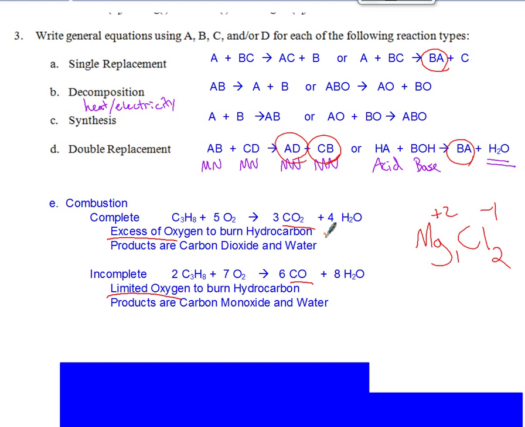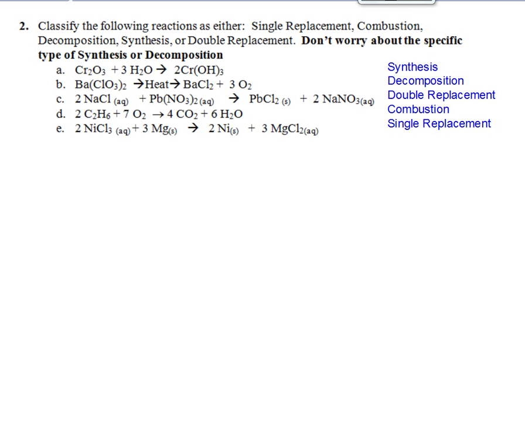All right, now we're going to hop back to question 2. These are pretty easy to figure out. Look, these compounds are coming together to make one thing. It's synthesis. This compound is being broken apart into multiple things. It's decomposition. Here we have a metal, nonmetal, metal, polyatomic ion behaving like a nonmetal. And then we switch them, metal with the new nonmetal, metal with the polyatomic ion. That's a double replacement, by golly. That's right, I said by golly.